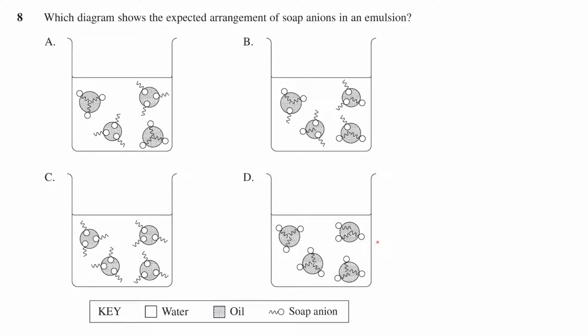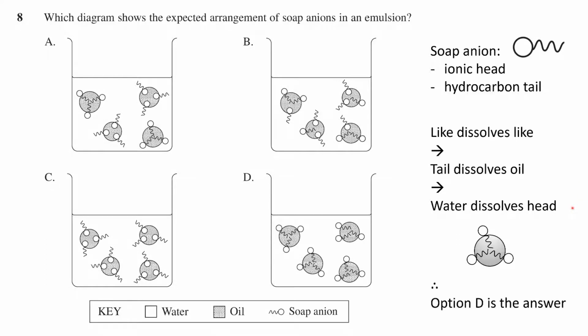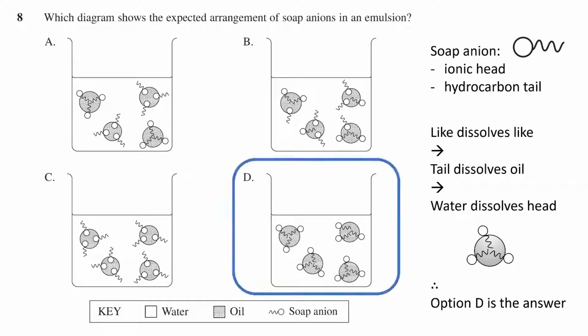To answer this question, we need to remember that the soap anion is made up of an ionic head and a hydrocarbon tail. As like dissolves like, the tail will be attracted to and dissolve in the non-polar oil molecules, while the head will have strong interactions with and dissolve in the polar water, and therefore option D is the answer. We can see this in more detail and eliminate the other options on the next slide.